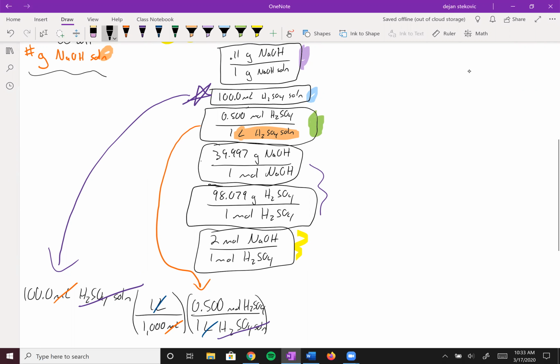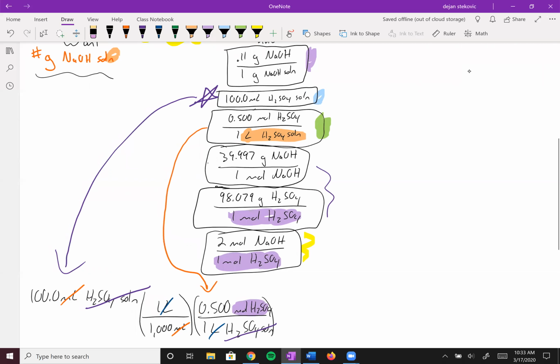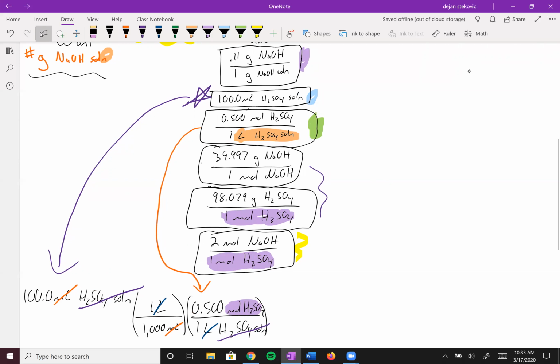We take a look at, we have 0.5 moles of H2SO4. So we identify that right here, and then we have to think about where else do we have moles of H2SO4. And when we look at it, you actually have it in multiple different places. You actually have it right here, and you have it right here. So this unit up here up top will let us go to grams of H2SO4, while this number down here on the bottom will let us go to moles of sodium hydroxide. And so you've kind of got to make a choice here. The only real way to do this is to think ahead a little bit.